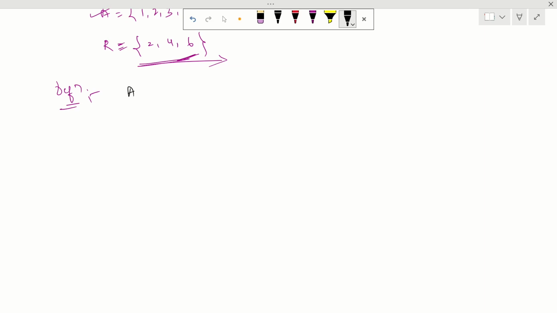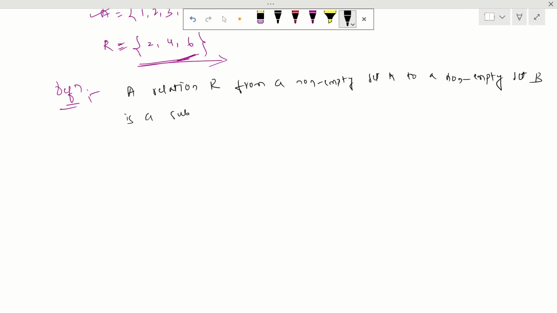So a relation is obtained from a non-empty set A to a non-empty set B, and it is a subset of the Cartesian product A cross B.